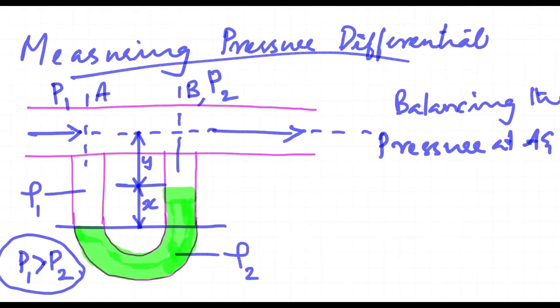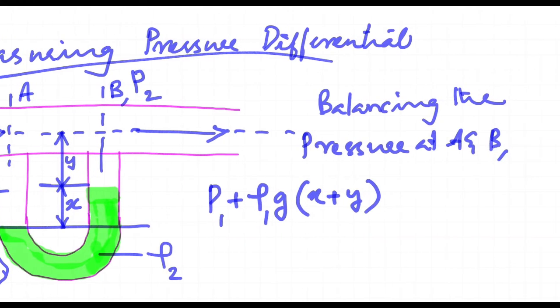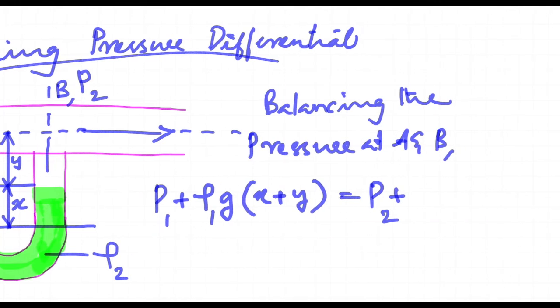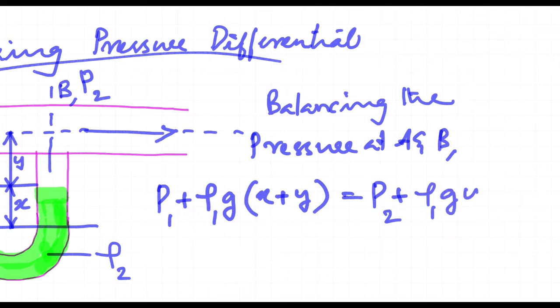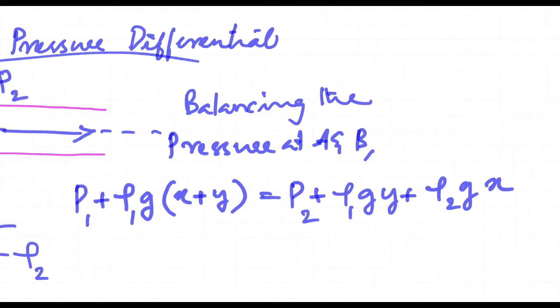Now if you balance the pressure at planes A and B, at plane A you have pressure P1 plus the height of the pipe fluid, where the pressure head is x plus y. So the total pressure is ρ1 g times (x plus y), where ρ1 is the pipe liquid's density. You balance it with the pressure at plane B, which is P2 plus the pipe liquid height of y, and the manometer liquid height of x. So P2 plus ρ1 g y, which is the liquid in the pipe, and ρ2 g x, which is the manometer fluid.